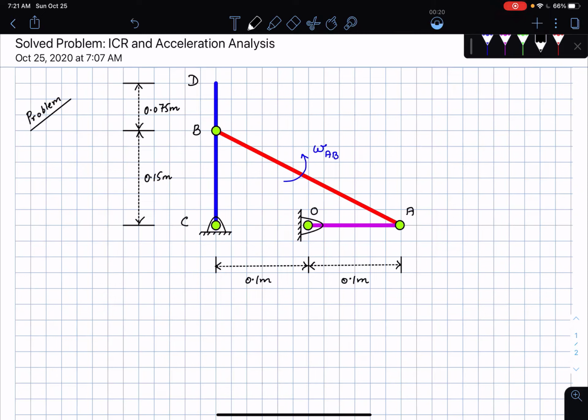So at this instant in time, the bar DBC, or the bar CD if you want to think of it this way, the bar CD is vertical, and the bar OA is horizontal.